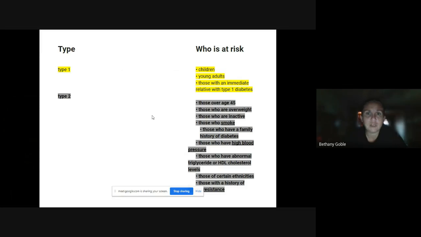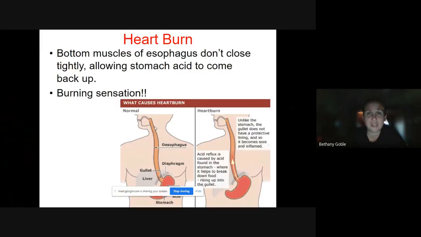All right, next we're gonna talk about heartburn. If you're the person that gets heartburn a lot, notice what type of foods might cause you heartburn. Certain types of foods can cause it more so. I know my daughter, any type of red sauce, spaghetti sauce causes her heartburn.